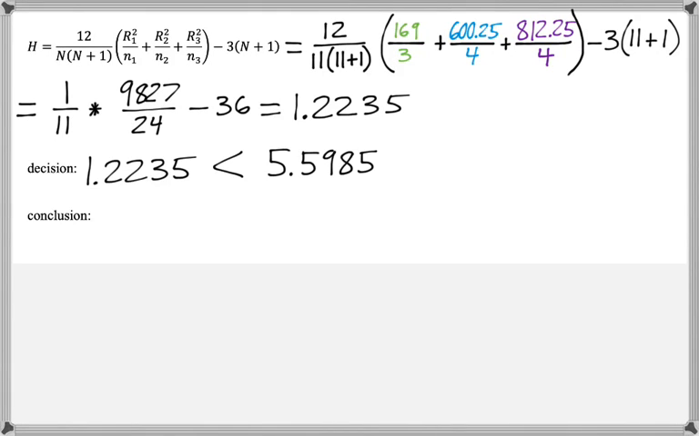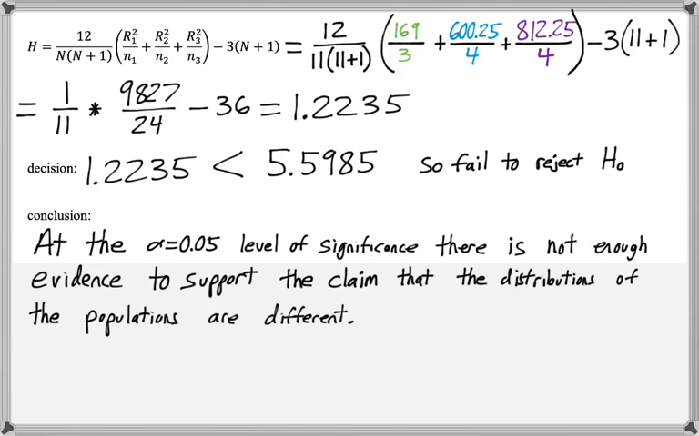So H is less than the critical value. So we fail to reject the null hypothesis. And the conclusion would be, at the 0.05 level of significance, there is not enough evidence to support the claim that the distributions of the populations are different.